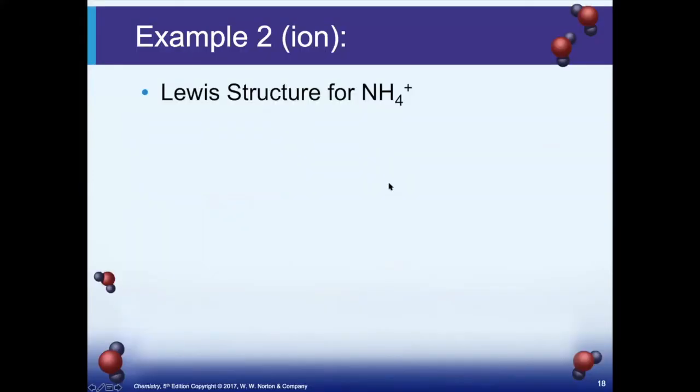Okay, so we're going to do another example here for NH4+. So this is one that is an example of an ion. So the unique things we do for ions. So first of all, we're going to follow step by step. So we just calculate the number of valence electrons.